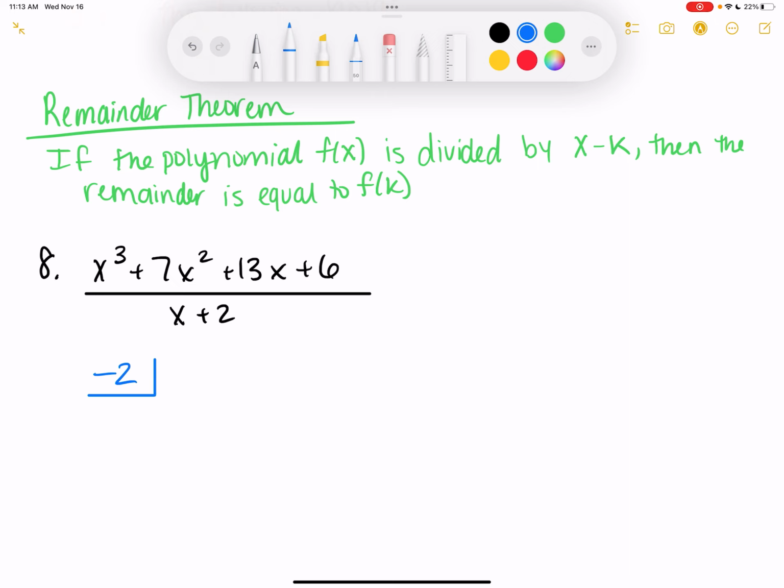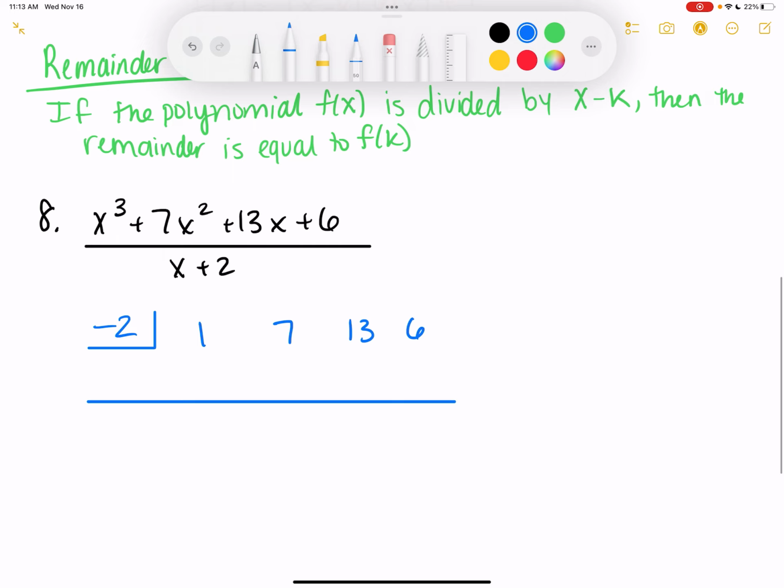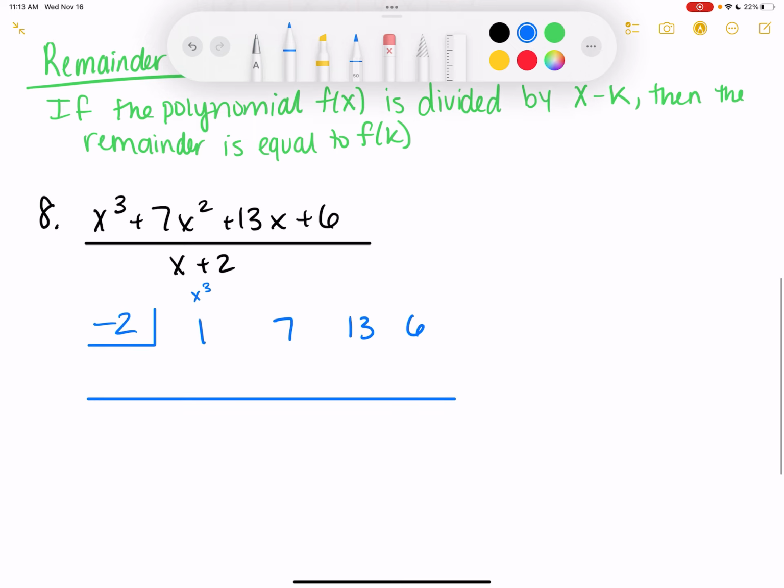And then we copy down the numbers in front of the x's. They have to be in order, and if a term is missing, we have to put in a 0. So in this case, there's no terms missing. They're already in order. So 1, 7, 13, 6. So another thing to note, this initially is an x cubed term. When it comes down here, it will be an x squared term when we go to write our final answer.